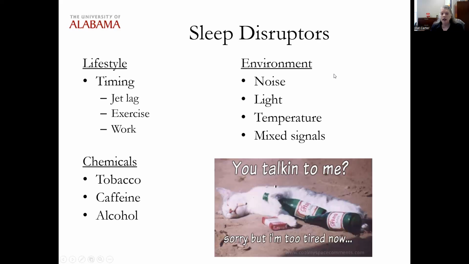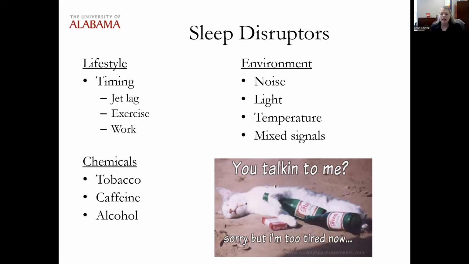Environment. So you're going to look at how much noise is in your environment. You're going to look at how much light is in your environment. How hot is it, or how cold is it? And are you sending mixed signals to your body and your mind? So noise, we want it to be quiet, but not necessarily silent. In this case, white noise or nonsensical noise might actually be a good distractor and help you to fall asleep.